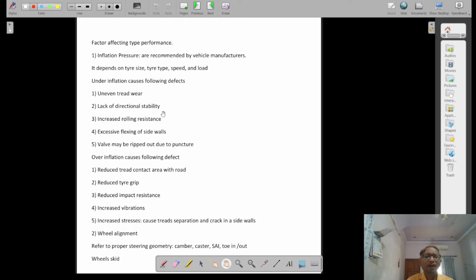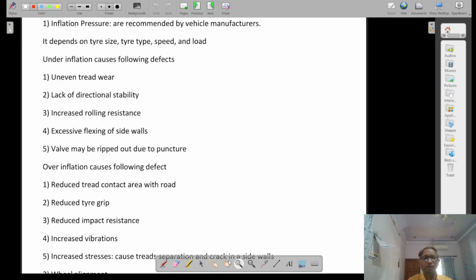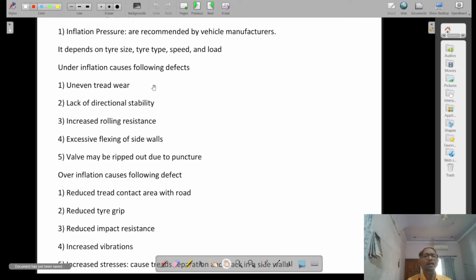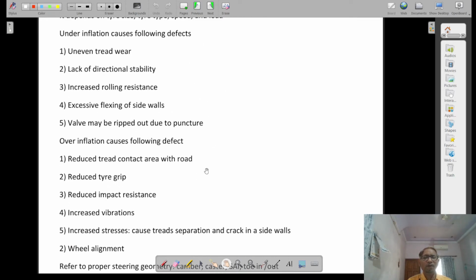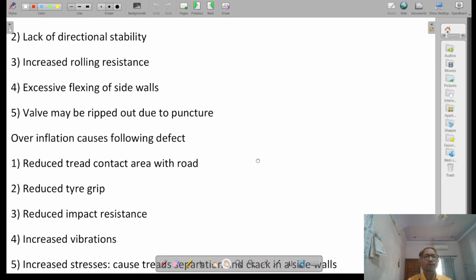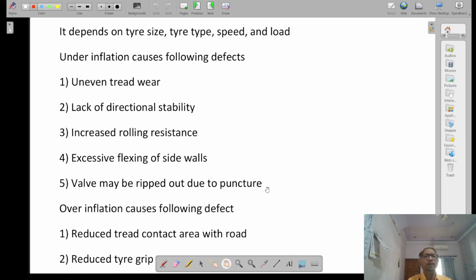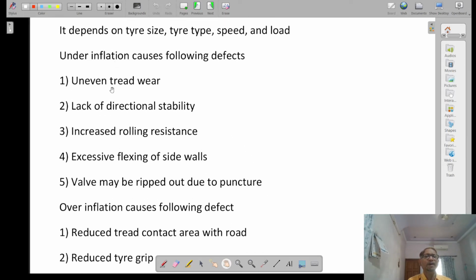So what happens if your tire is under inflated? Under inflation has the following effects: uneven tread wear, lack of direction stability, increased rolling resistance, excessive flexing of the sidewalls, and the wall may be ripped out due to puncture.